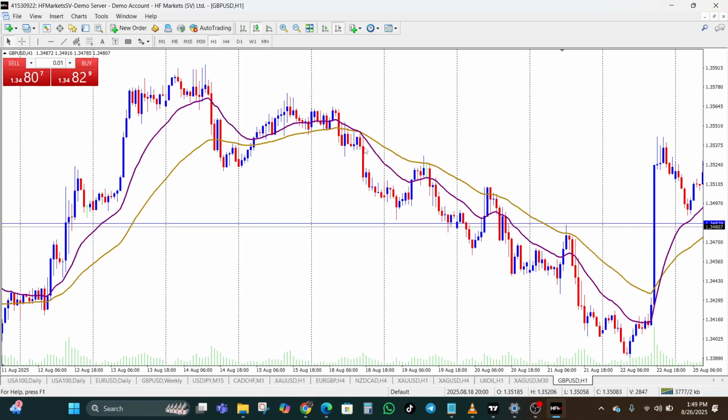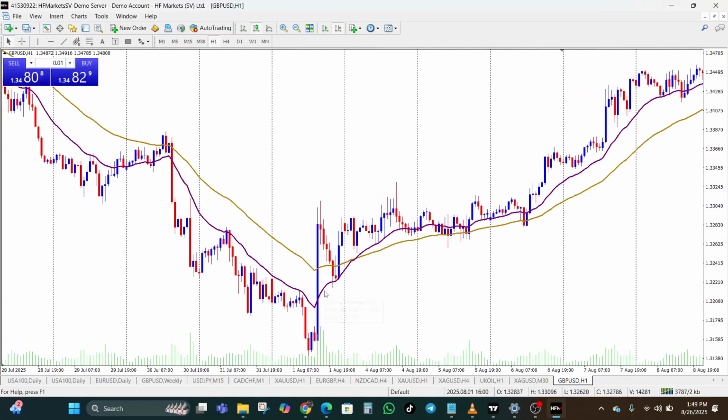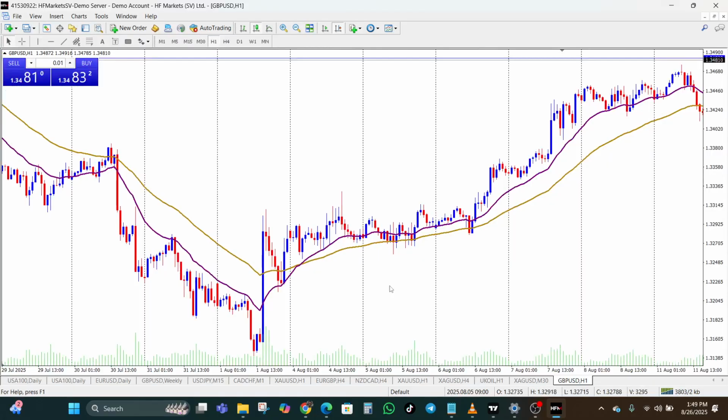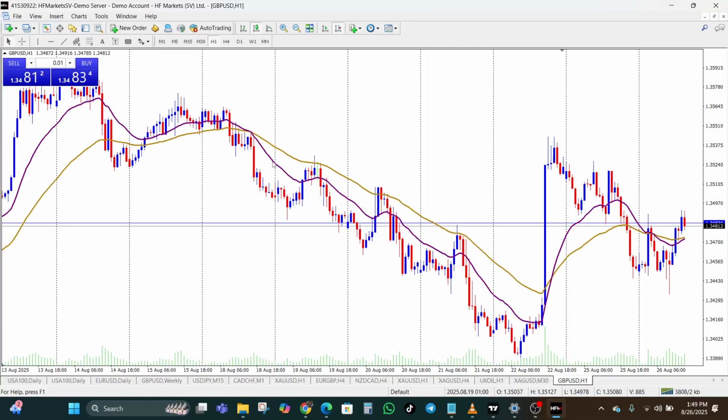So when the short-term moving average crosses above the long-term moving average, remember that in this case, the short-term moving average is the 20 EMA, the long-term moving average is the 50 EMA, it can indicate a potential upward trend. And on the other hand, when the short-term EMA crosses below the long-term EMA, it can suggest a possible downward trend. These are often called moving average crossovers.